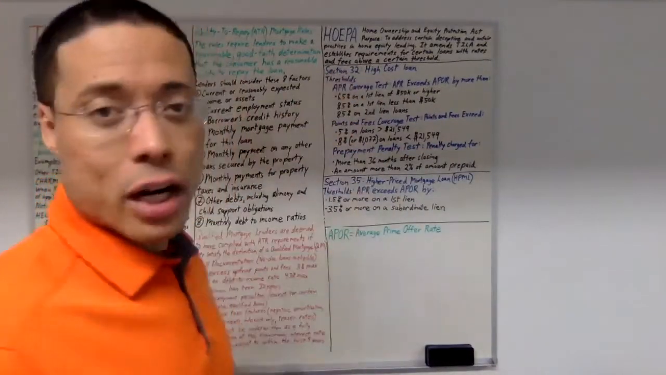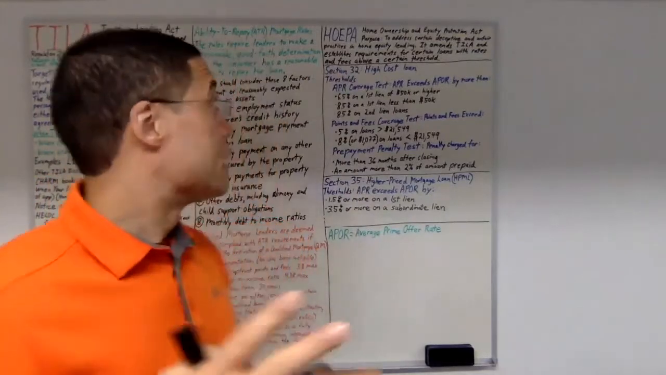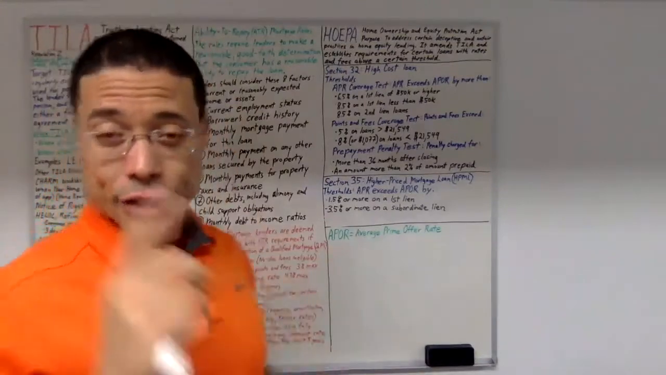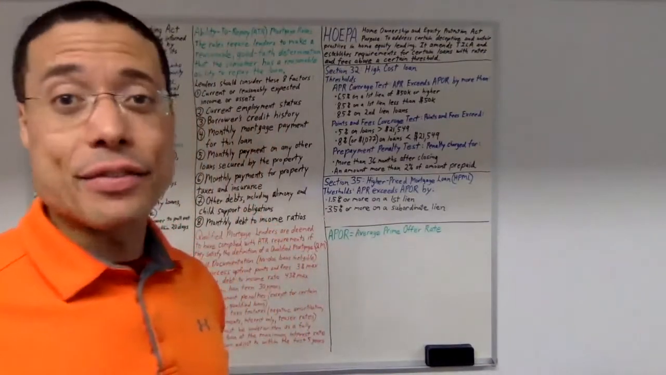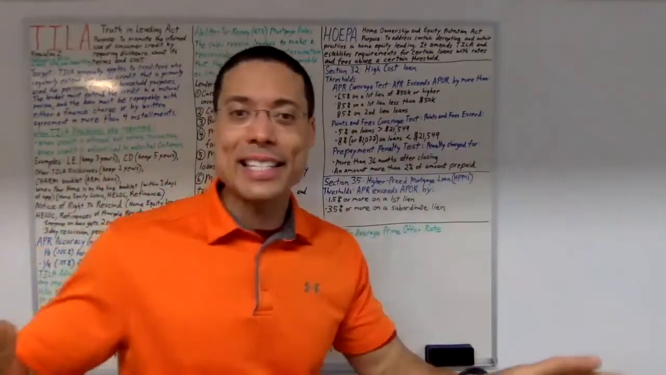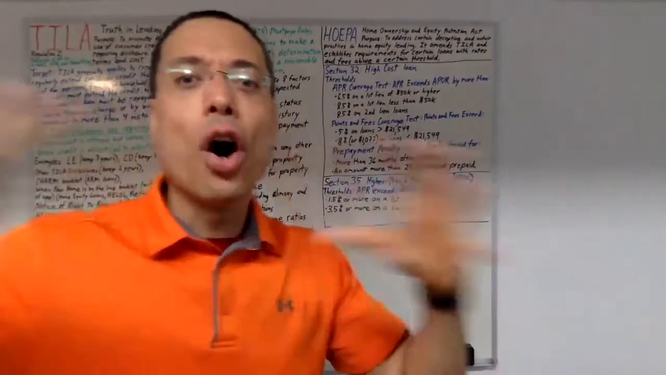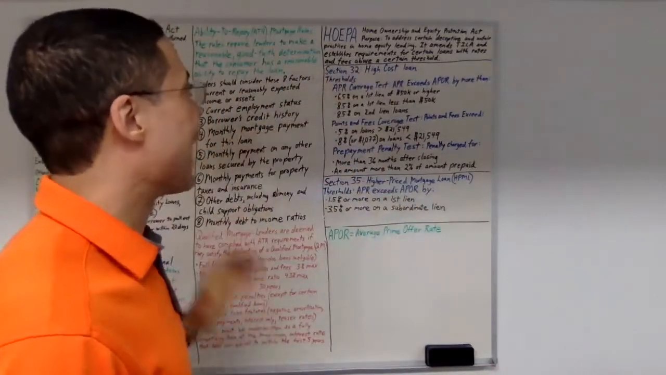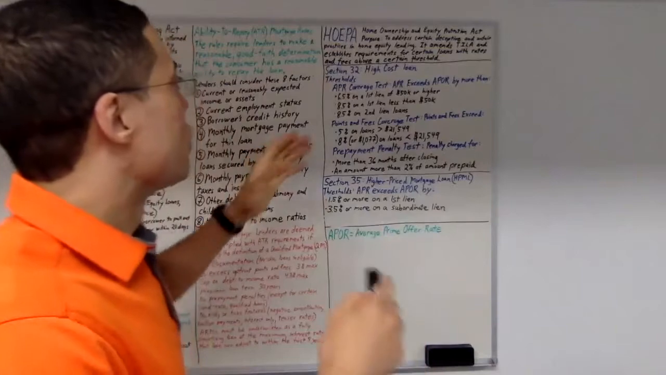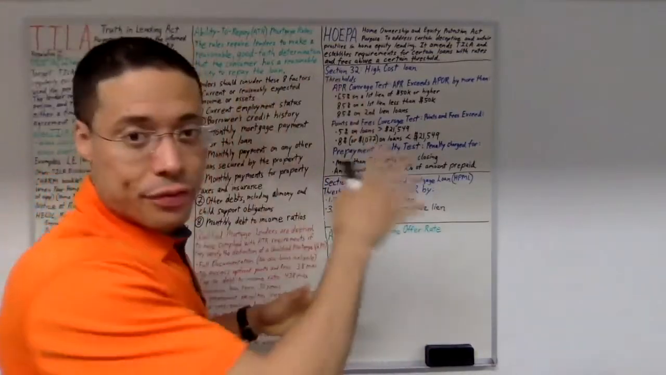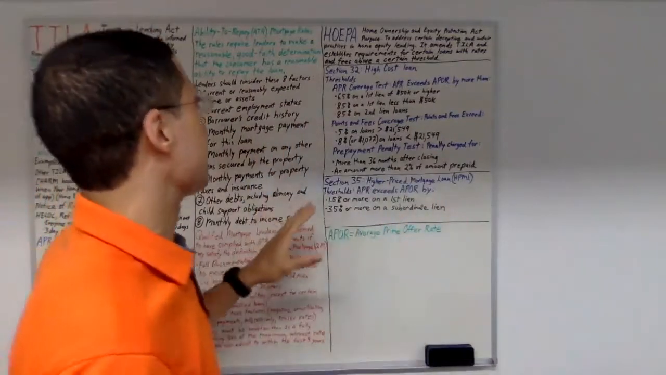So let's talk about 2 types of HOEPA loans, all right? Section 32 and Section 35. So Section 32, what is a Section 32 HOEPA loan? Section 32 is a high-cost loan. Now, high-cost loans are loans that meet any of these criteria, okay?